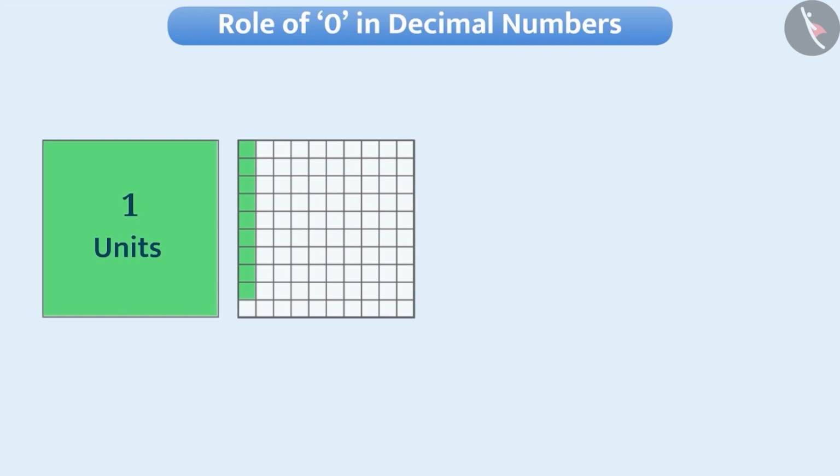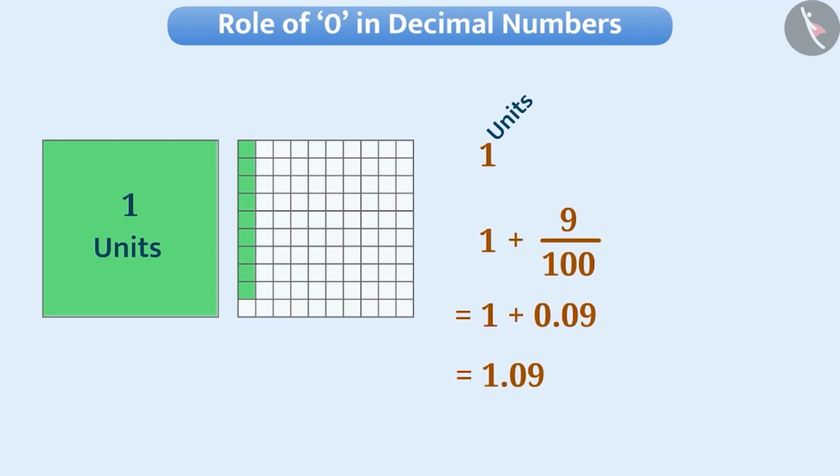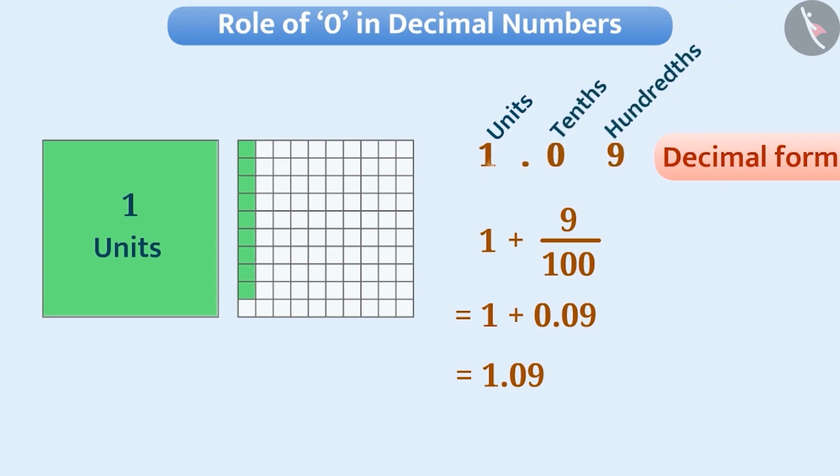1 square means 1 unit, so we will write 1 in units place. Here, another square is divided into 100 parts and 9 parts are taken from it. So, we can say that along with 1 unit, there are 9 hundredths, which is represented in decimal form as 1.09.